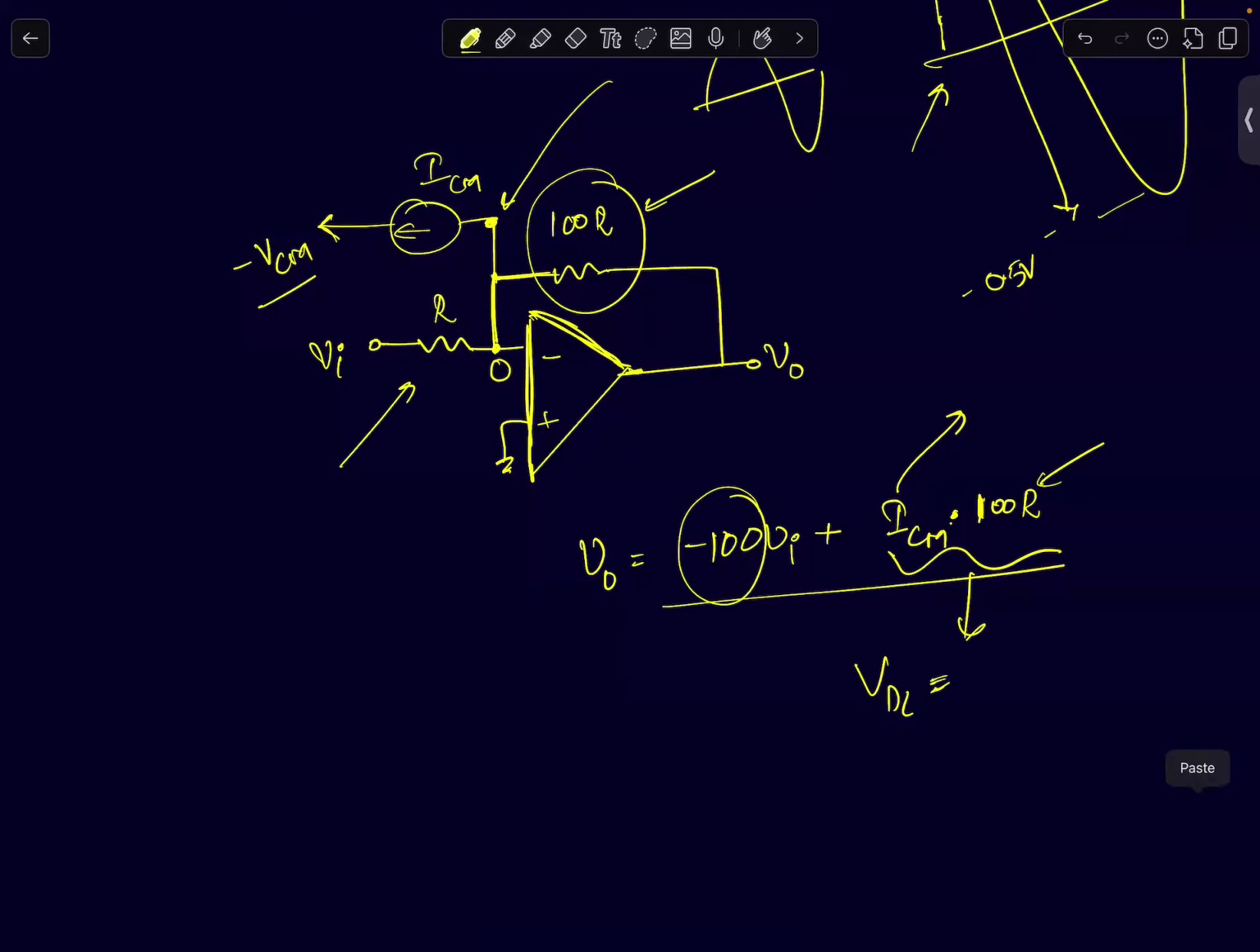So let me ask you one small question. What do you think is the current that this op-amp is supplying? If I ask you, what is the current supplied by the op-amp, what will be your answer? What will be the answer? What is the current that this op-amp is carrying, output is supplying?